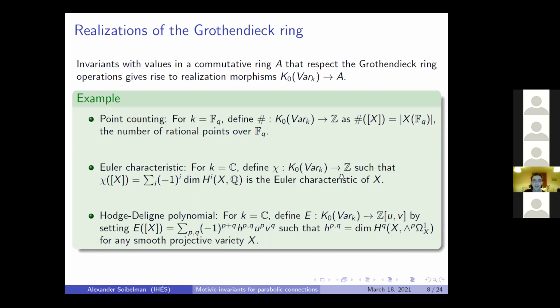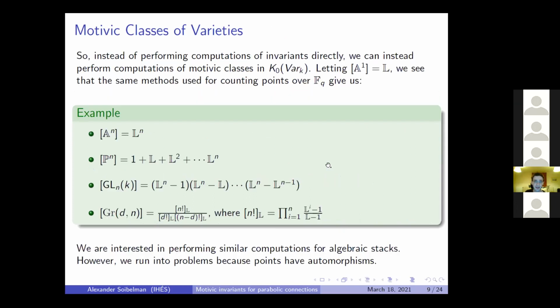I want to be able to do these kinds of things not just in the context of varieties, but also in the context of stacks. But in the context of varieties, a lot of the methods I use for point counting in the finite field case also work out well to give computations in the Grothendieck ring. All the formulas I wrote down previously for counting rational points are just as valid if you replace q with the motivic class of the affine line, and you get the same formulas.